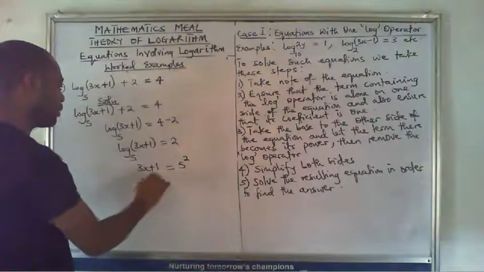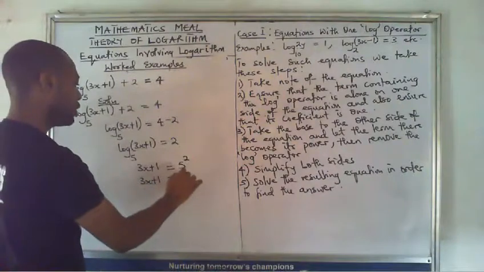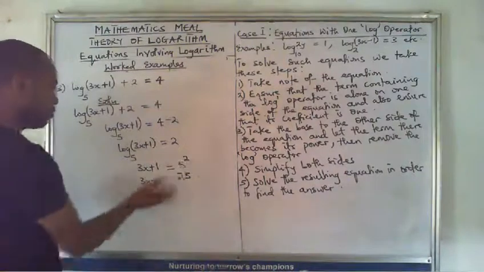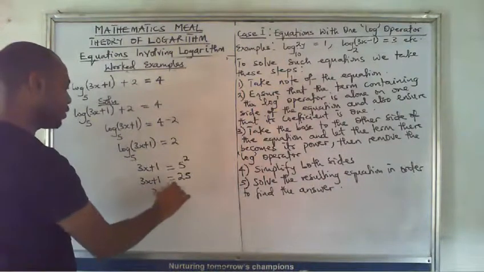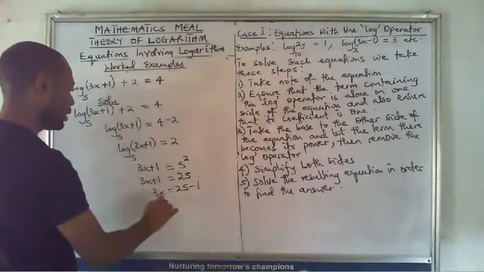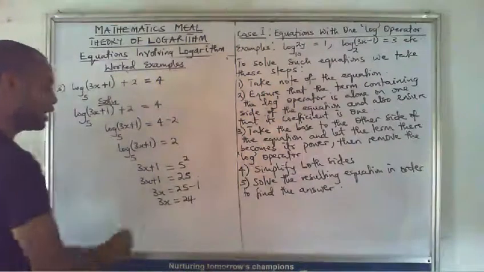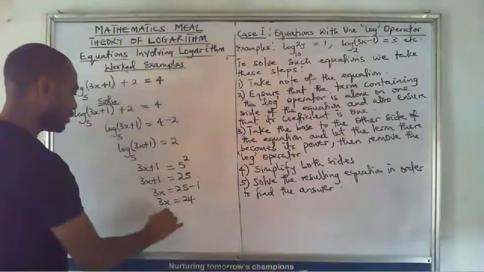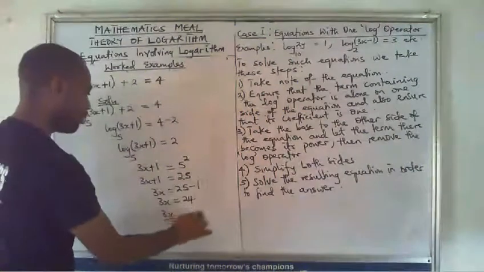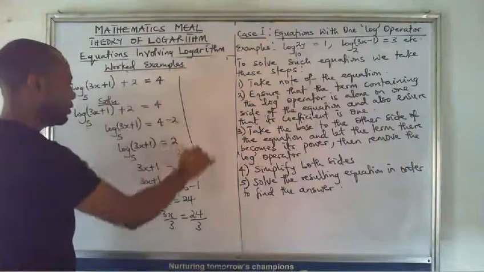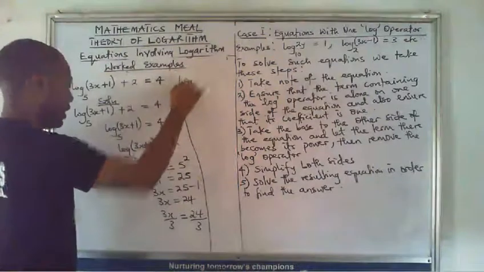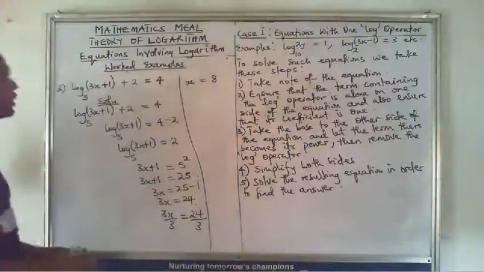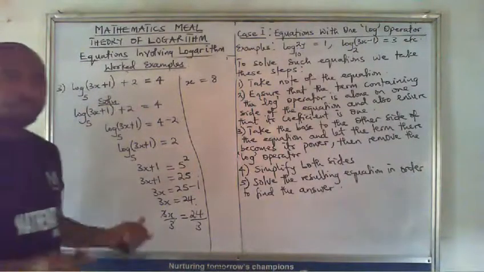We now simplify both sides. We have 3x plus 1 equals 25. Similar approach, we collect the like terms. 3x will give us 25 minus 1. 3x will give us 24. Divide both sides by 3. If you do that, we have 3x over 3 equals 24 over 3. At the end of the day, x, when 3 divides 3, we are left with x. When 3 divides 24, we have 8. Oh, beautiful.